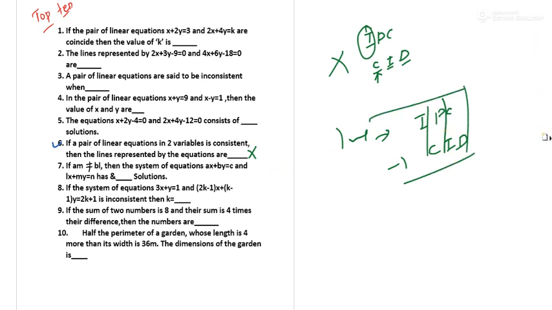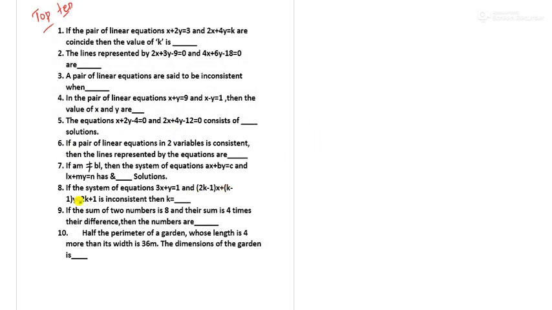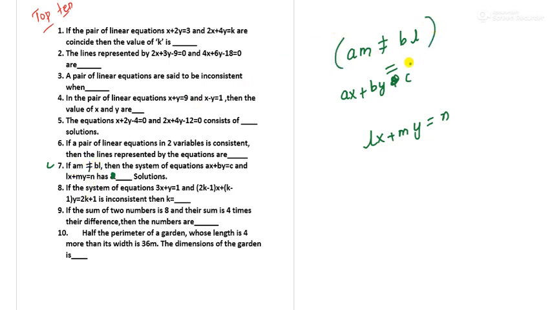Now moving to the next question, question number 7. So here it's also a very interesting question. If AM is not equal to BL, then the system of equations AX plus BY equals C and Lx plus My equals N has dash solutions. So this is the condition that AM is not equal to BL.